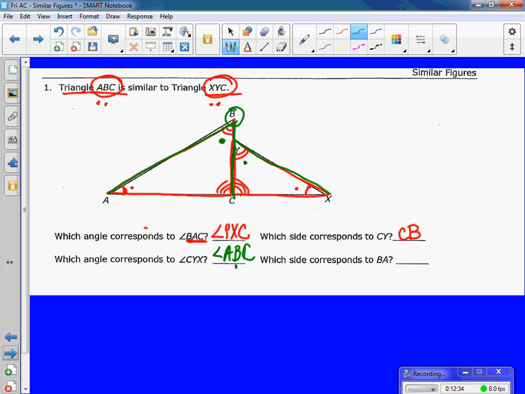Which side corresponds to BA? That's that long side over there. So that means it should be the long side over here, which is YX.